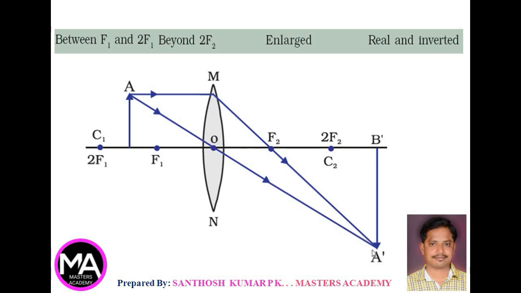These two rays, when extended, meet at the point here. This is the image point A dash B dash. Now here it is also formed downwards, that is below the principal axis, therefore it is a real and inverted image. The size of the image is enlarged compared to that of the object and the image is formed beyond 2f2.